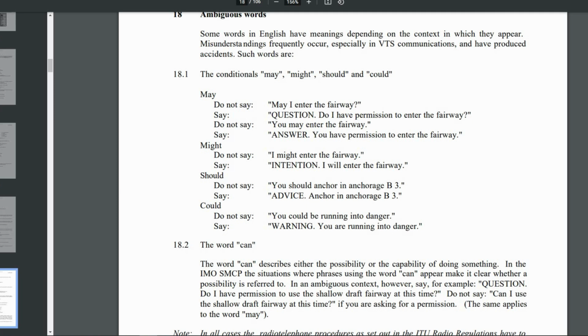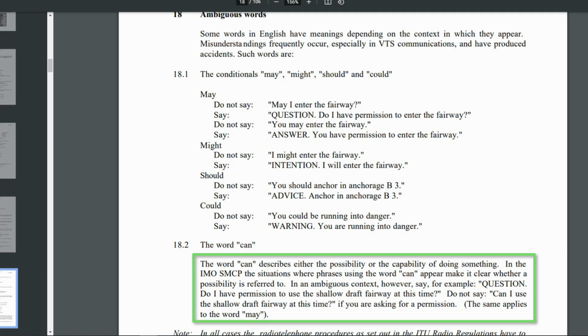18.2. The word can. The word can describes either the possibility or the capability of doing something. In the IMO SMCP, the situations where phrases using the word can appear make it clear whether a possibility is referred to. In an ambiguous context, however, say, for example, question: "Do I have permission to use the shallow draft fairway at this time?" Do not say, "Can I use the shallow draft fairway at this time?" if you are asking for a permission. The same applies to the word may.